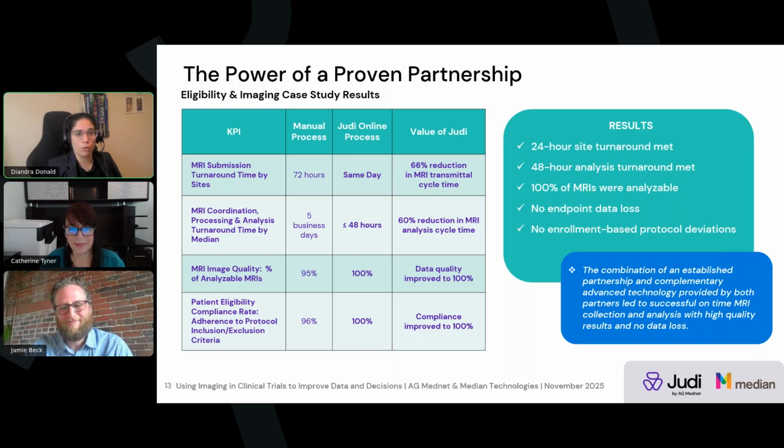All MRIs were performed as per the expectation of the sponsor and protocol, as well as were analyzable for radiologist assessment. The study imaging objectives for eligibility and endpoint assessments were achieved successfully, and by performing centralized eligibility, the sponsor was able to avoid any enrollment-based protocol deviations.